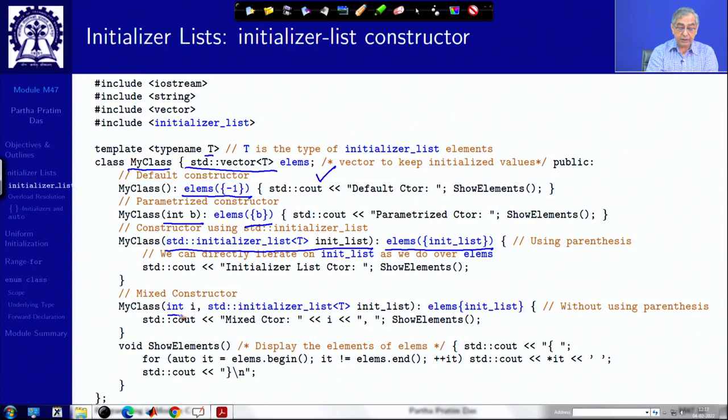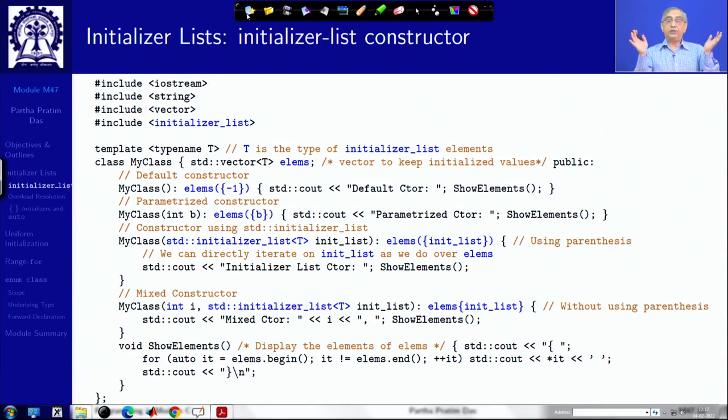I can have a mixed constructor also, which takes an integer and an initialization list and copies it. You can see that using this brace, using this parenthesis is optional here. Right? So, the 4 types of different constructors I have defined, and I have given a show elements function to really iterate over what I have initialized.